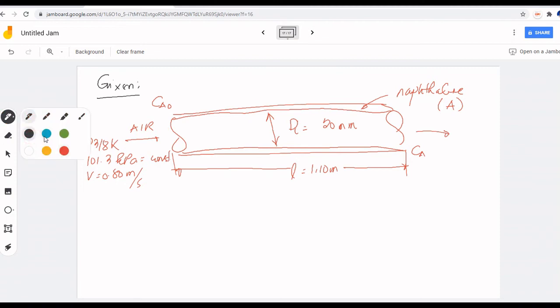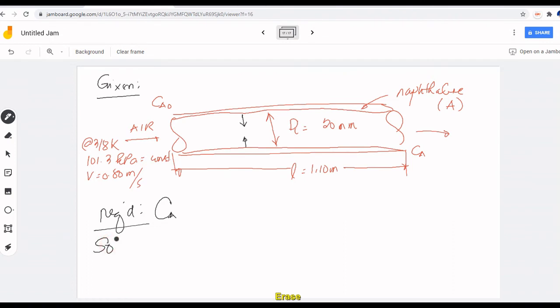So, we go now to the required information. The problem requires us to find CA, the concentration of the air as it leaves the pipe, or at the exit part of the pipe. Our diffusion here is from the naphthalene. This is the direction of the diffusion from the naphthalene coating inside the tube to the air that is flowing inside.